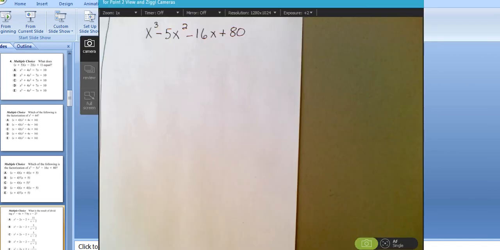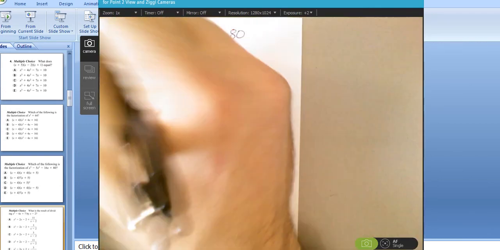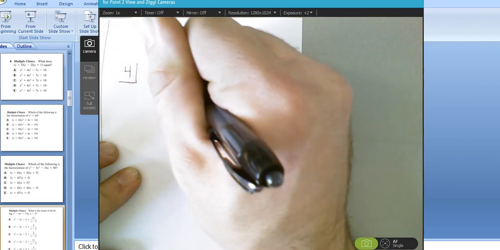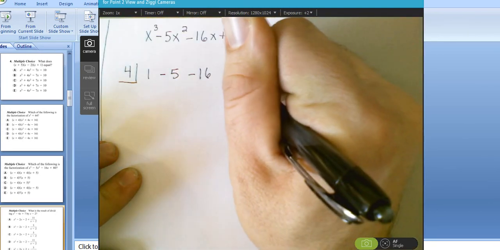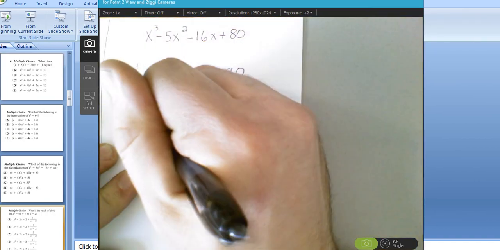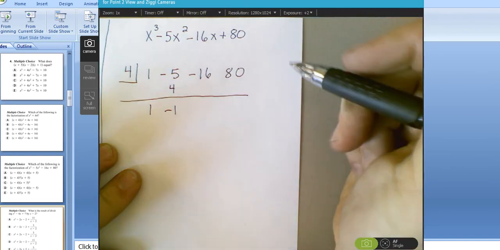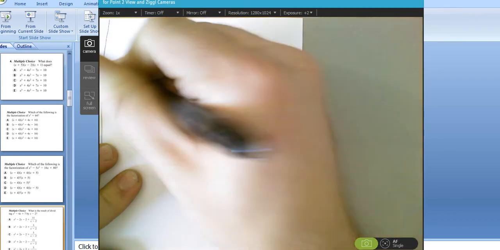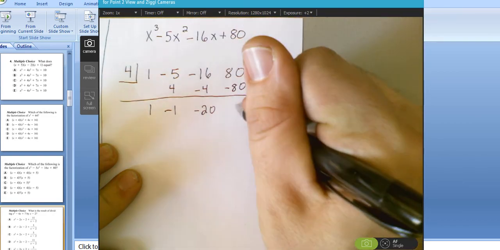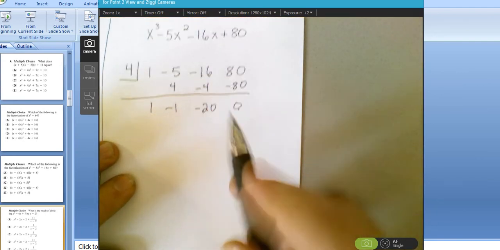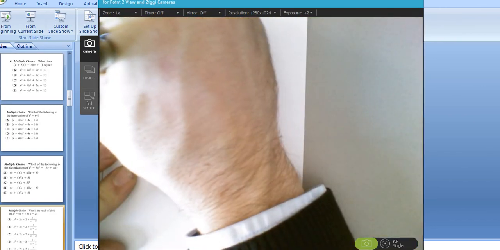So I'm going to check 4 first, see what happens here. I will check 4. If I get a 0, I know it works. 1x cubed minus 5x squared minus 16x plus 80. Using some synthetic division here, drop my 1, multiply and add, multiply and add, multiply and add for a 0. So I know 4 is a 0. I put that in a triangle, so I know that's a 0.